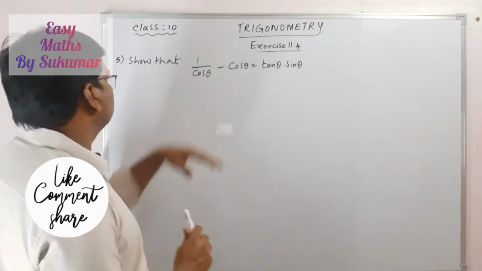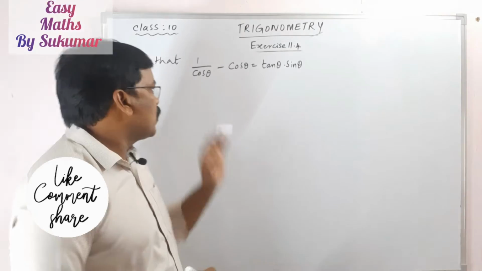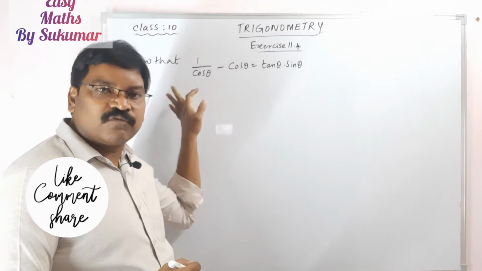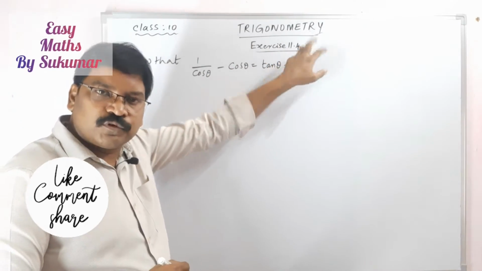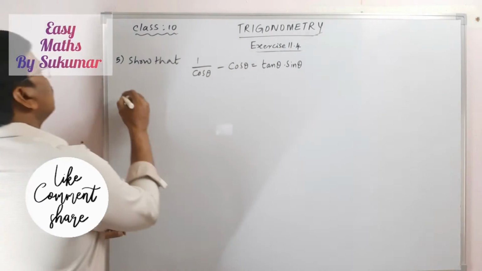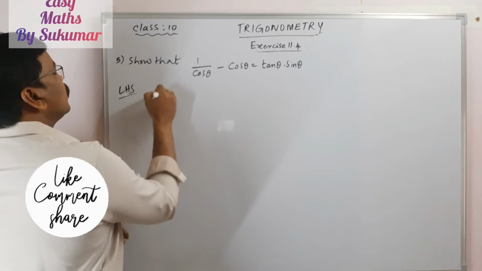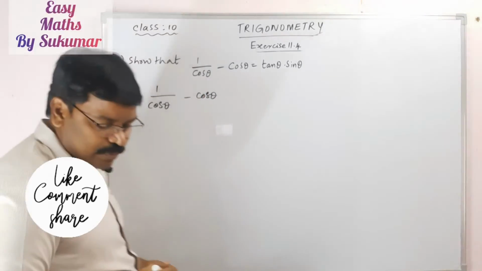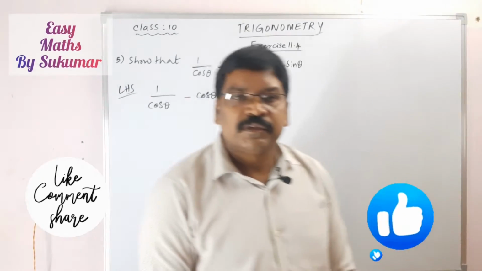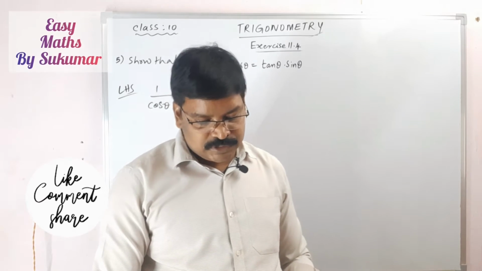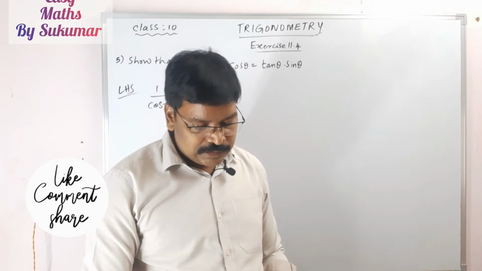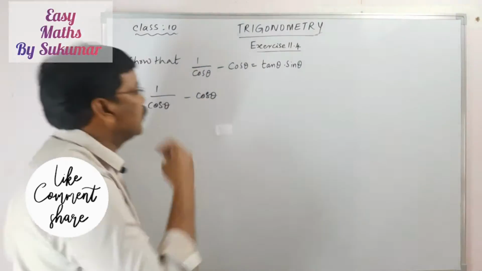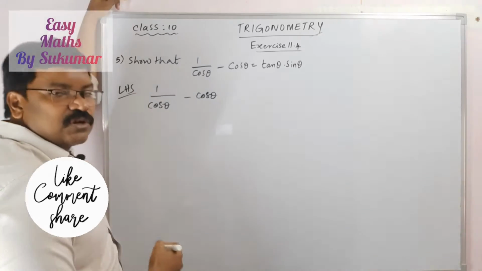Fifth question here now. Show that 1 by cos theta minus cos theta is equal to tan theta times sin theta. Fifth question in exercise 11.4 for AP board students. Right, let us take LHS here. 1 by cos theta minus cos theta. Right, 1 by cos theta minus cos theta. Let me check whether this sum is in the CBSE textbook or not. No. Right. Look here, my students. 1 by cos theta minus cos theta.